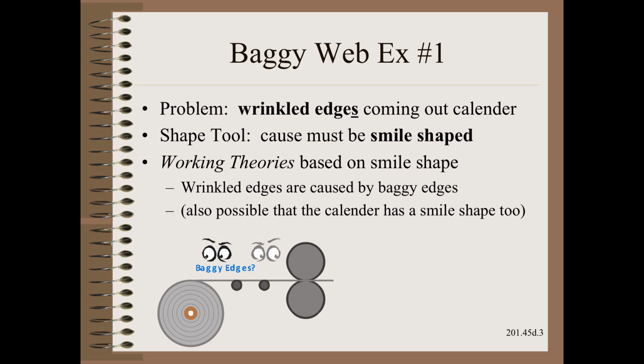In this first easy warm-up example, the customer is complaining of wrinkling on the edges of the web in the calendar section. We begin by noting the shape must be a smile or frown, as discussed in the last slide. Therefore, the root cause must be smile or frown shape. We can offer two working theories at this point. The web has baggy edges, or the calendar roll has a smile or frown shape.